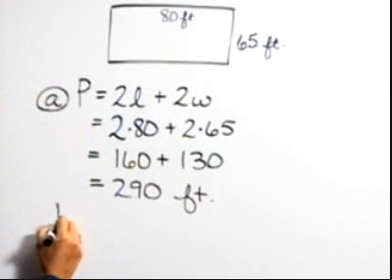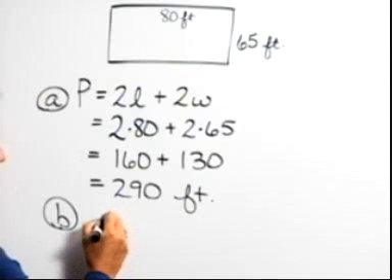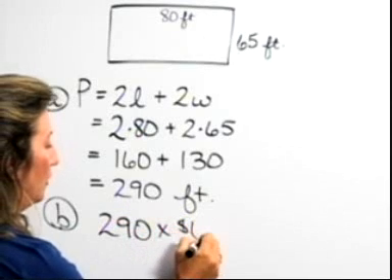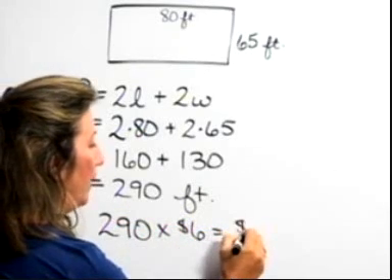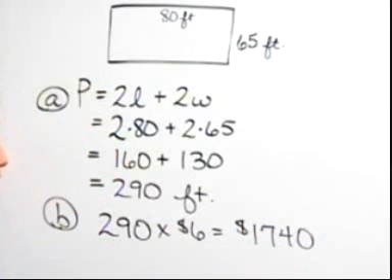For Part B, we're asked if fence material costs $6 per foot, how much would fencing cost for the playground? We are going to take our 290 feet and multiply that by the $6. That gives us a final answer of $1,740 for the fencing.